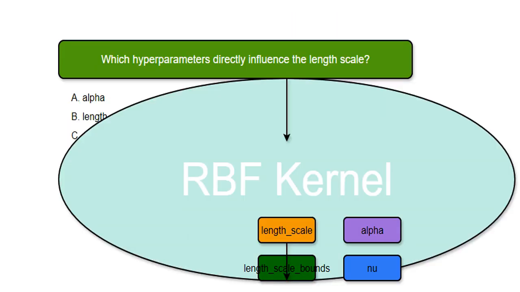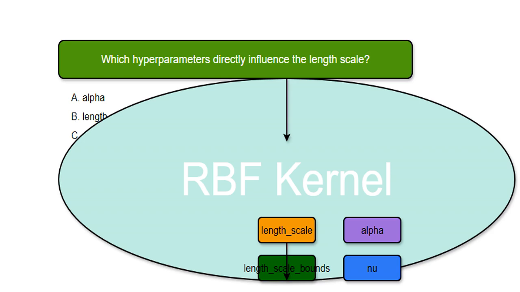Now, ALPHA is a different beast altogether. It doesn't control the bubble's size, instead, it handles the noise level in your data. Imagine sprinkling salt on a smooth surface. ALPHA represents the amount of salt, more noise, making the surface less smooth.